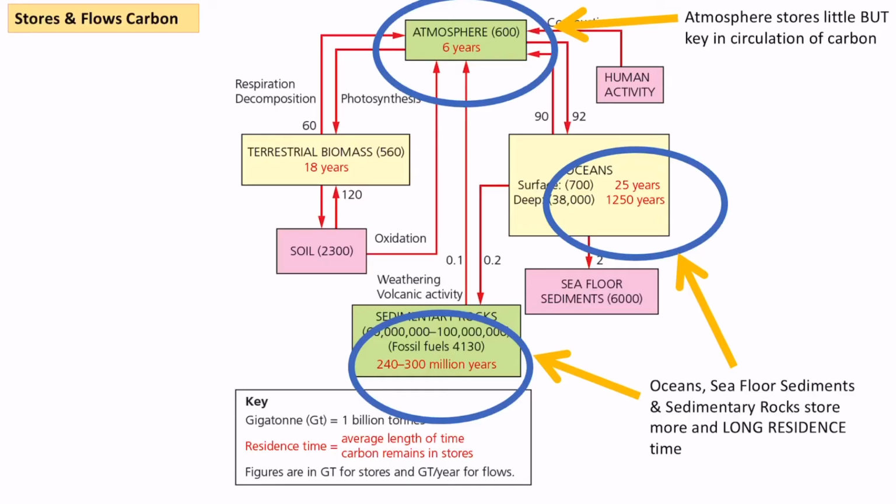All of this is really important. We're going to come on to the slow carbon cycle and the rapid carbon cycle, but it's important to know that there's differences in the stores, there's differences in the residency times.